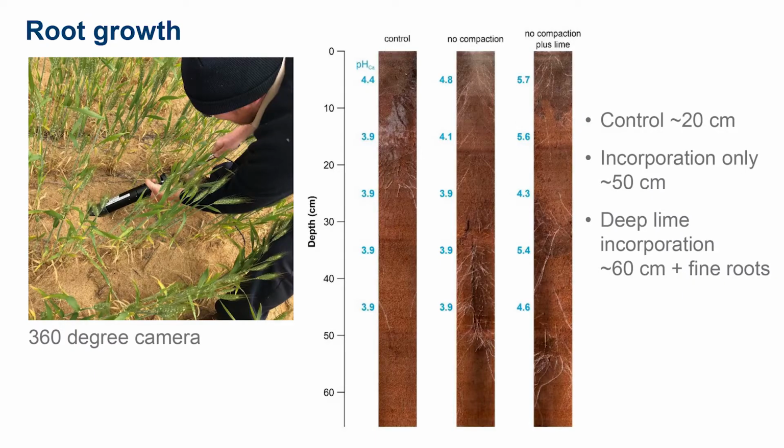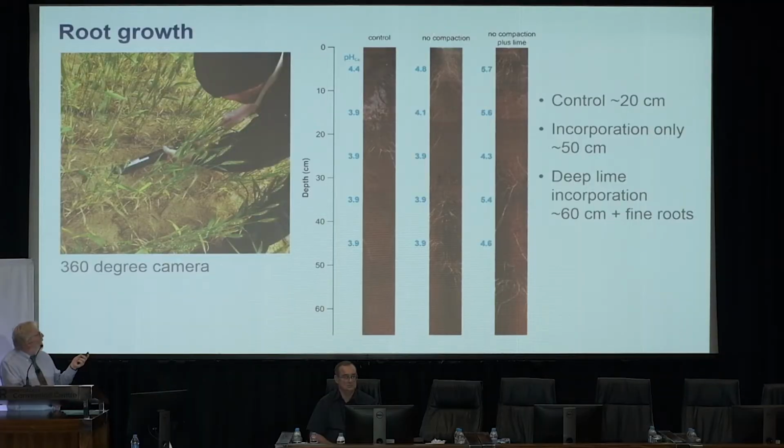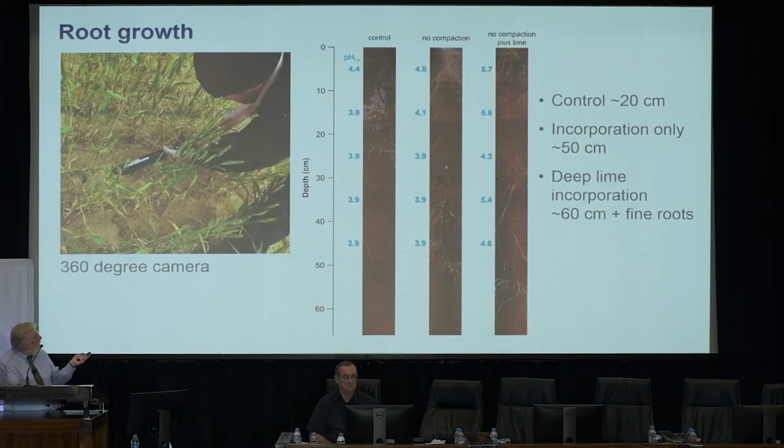In the control plots, roots only grew down to 25 centimetres, so we were able to put cameras in underneath and measure where they were growing to. It's quite an acidic profile, 3.9. Where there was no compaction, what surprised us is we did get roots down to about 50 or 55 centimetres. They were very coarse roots. There were no fine roots that we saw where we'd got rid of compaction but not acidity. And so there was a response in terms of the water that they could access. But water and nutrients in the plus lime treatment gave a greater response.